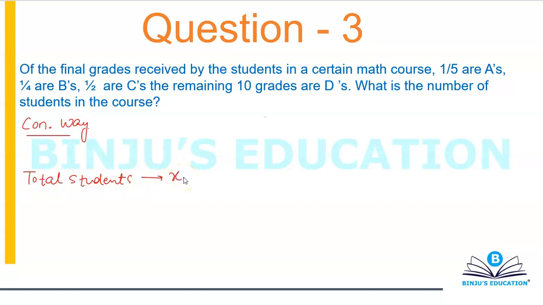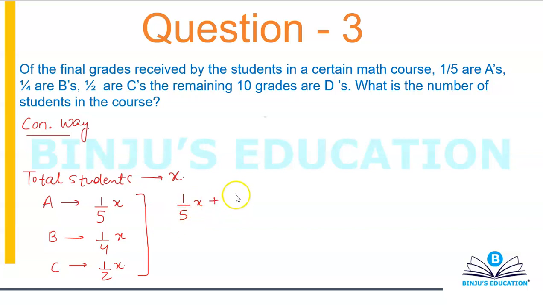Let the total number of students be x. So those who received grade A is 1/5x. Those who received grade B is 1/4x. Those who received C will be 1/2x. So if I add the three, 1/5x plus 1/4x plus 1/2x.